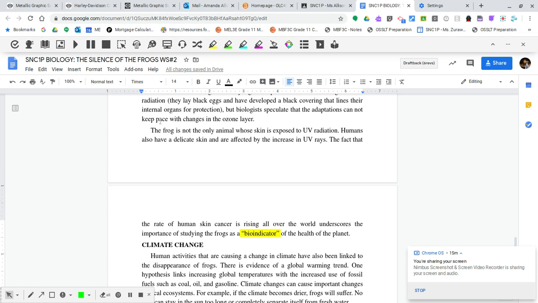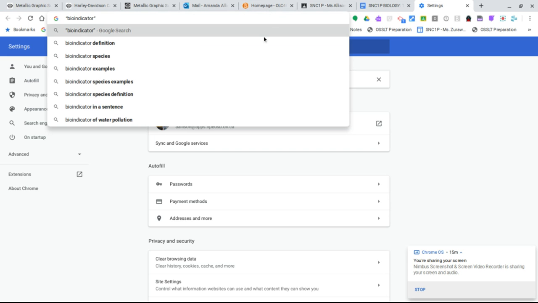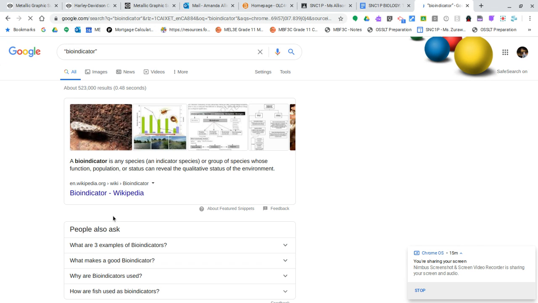So if we go back up to the article, we can find where it says this term bioindicator. So the frog is not the only animal whose skin is exposed to UV. Humans also have delicate skin and are also affected by increase in UV rays. The fact that the rate of human skin cancer is rising all over the world underscores the importance of studying frogs as a bioindicator of the health of a planet. So I don't think it actually defines it anywhere. So let's look up quickly what a bioindicator is.